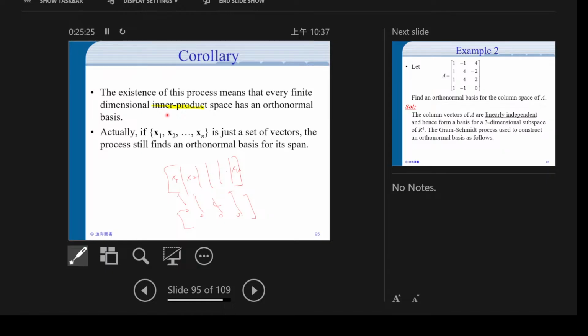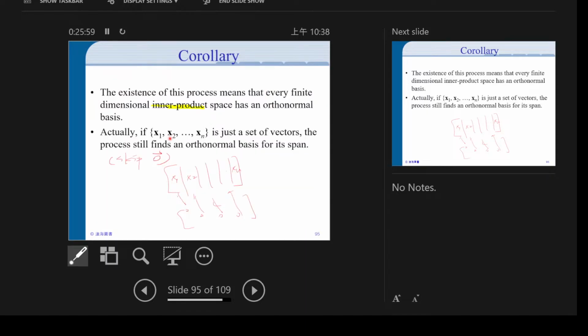We state it without proof. If we just have a set of vectors, then this process still finds the orthogonal basis. But I guess here we need to say a little bit. If your set of vectors is not linearly independent, and you run the Gram-Schmidt process, you will get some zero vector. When you see the zero vector, you just skip it and don't take it into your orthogonal basis.